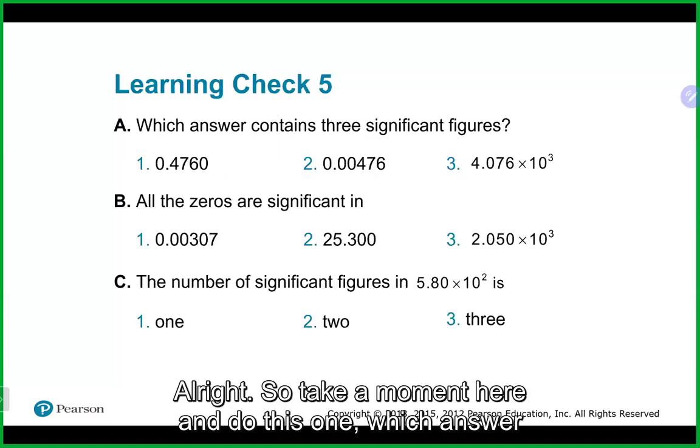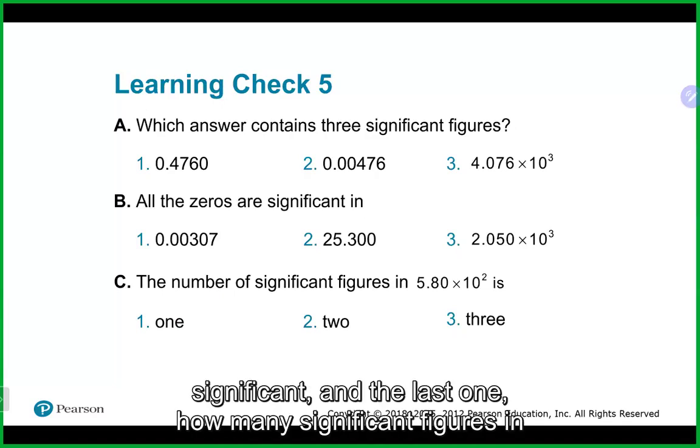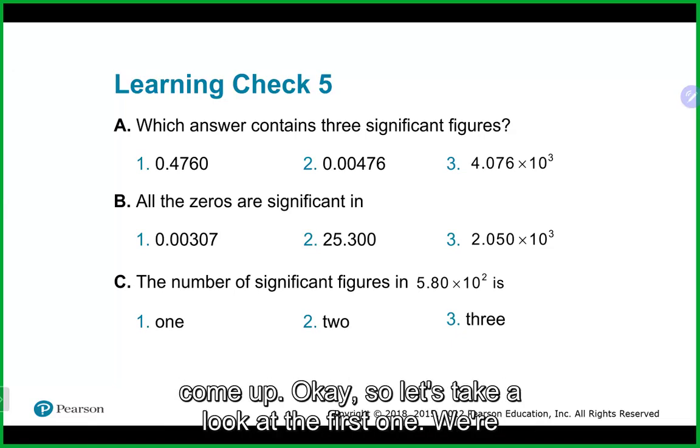All right, so take a moment here to do this one. Which answer contains 3 sig figs? Which one has all the zeros significant? And the last one, how many significant figures in that one? So take a moment for each of those and see what you come up with.